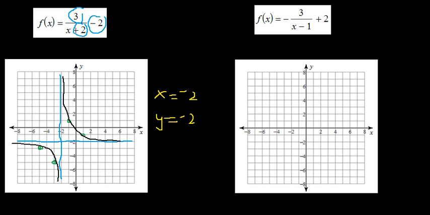So let's do one more. Okay. So if we're looking at -1, we go 1 unit to the right for the vertical asymptote. Up 2, we go up 2, right there.